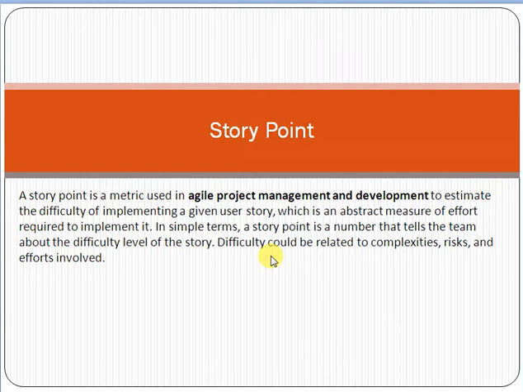Now, if you understand the concept of Scrum, we can talk about story point. What is a story point? First of all, we have to understand what a story is.